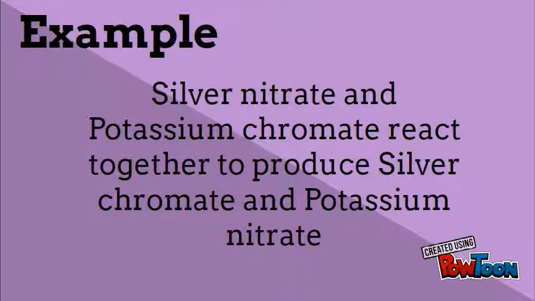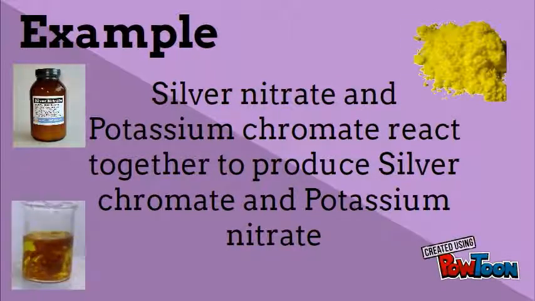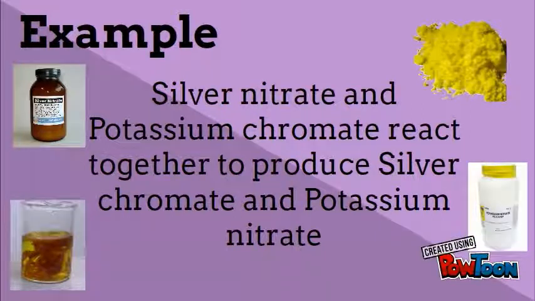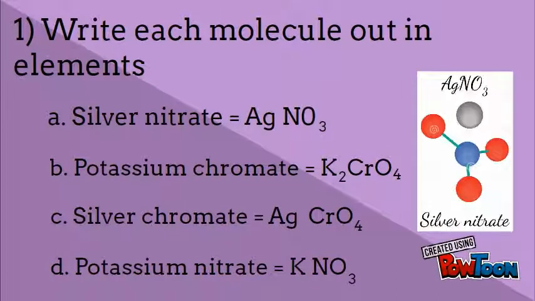Here's an example. Silver nitrate and potassium chromate react together to produce silver chromate and potassium nitrate. The first step would be to write each molecule out in elements, or symbol form. Silver nitrate would be AgNO3, potassium chromate would be K2CrO4, silver chromate would be Ag2CrO4, potassium nitrate would be KNO3.